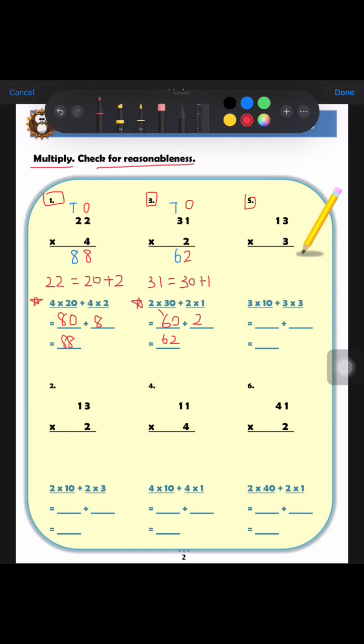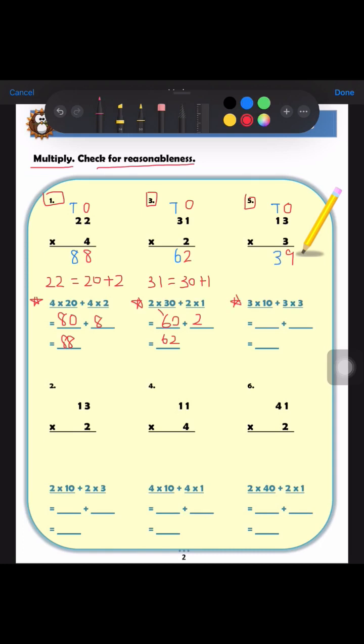And then question 5, we multiply the ones first. So 3 times 3 ones equals 9 ones. And then multiply the tens. 3 times 1 ten equals 3 tens. So the answer is 39.